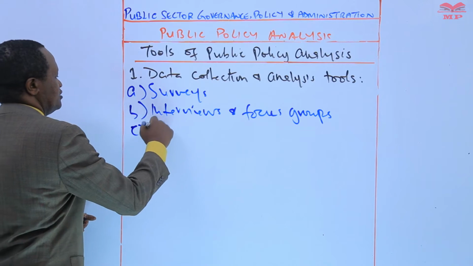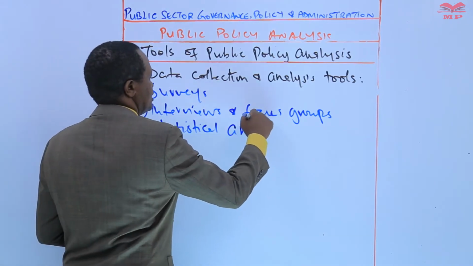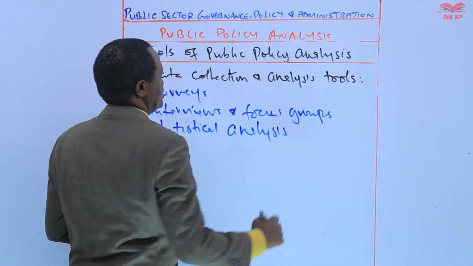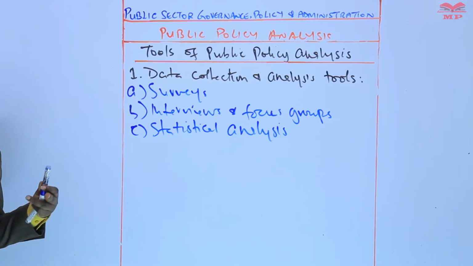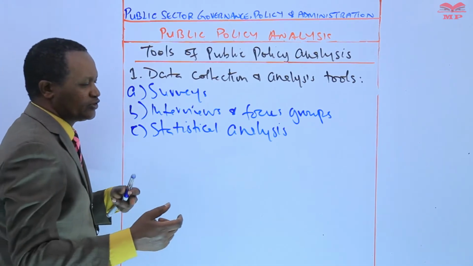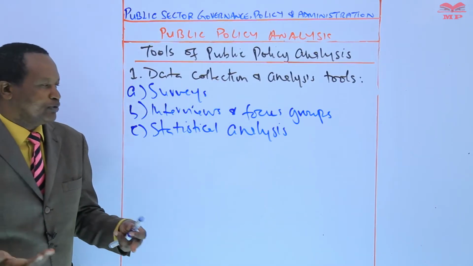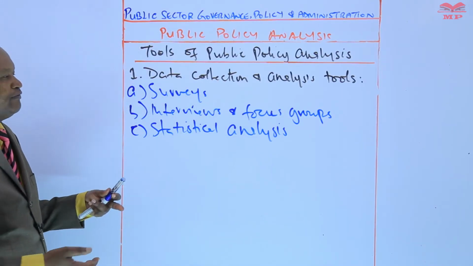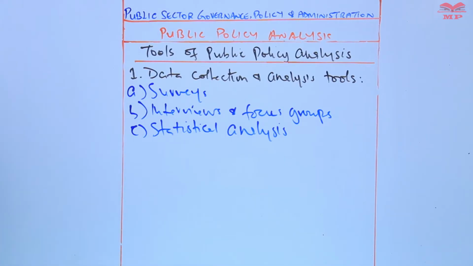3, statistical analysis. Statistical analysis means using statistical methods to analyze quantitative data, to identify trends, and to also test hypotheses. There are very many statistical tools that can be used in public policy analysis.